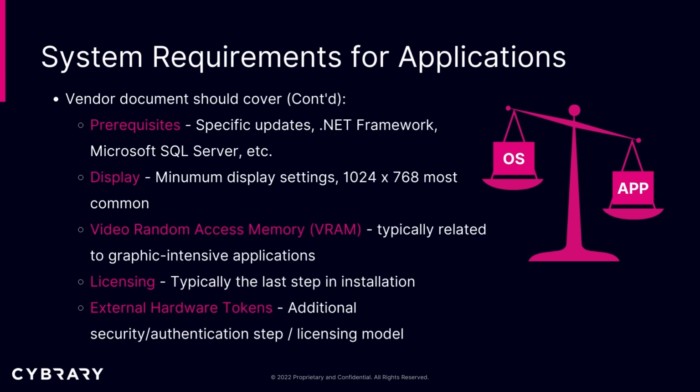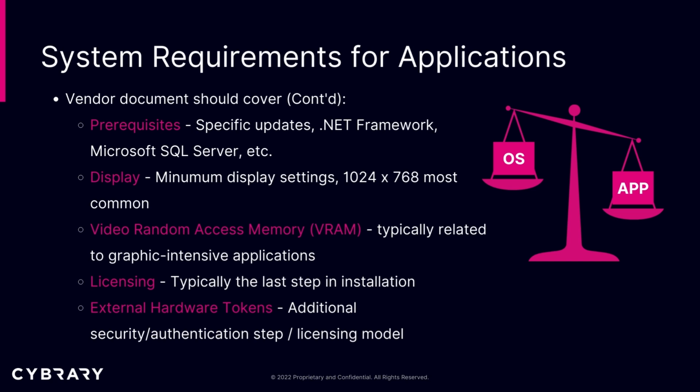Other things that you need to look for are prerequisites. Sometimes there are specific updates or software that need to be installed before that application is installed on your computer. Sometimes the installation will automatically download these components. It could be the .NET Framework from Windows, or it could be Microsoft SQL Server, again, depending on the application. Display settings is also a common requirement of your applications. The minimum display setting, 1024 by 768, is the most popular one. Also, you may see video random access memory, or VRAM. This is typically related to graphic-intensive applications.